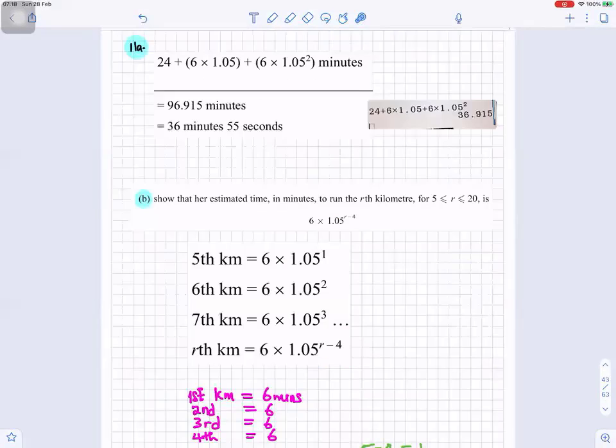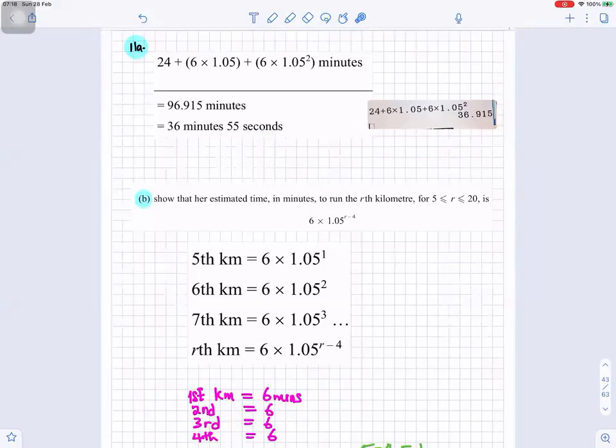So you will get 36 minutes and 55 seconds. And you can write it all like that: 24 plus 6 times 1.05 plus 6 times 1.05 squared. And you put that all in your calculator at once, you'll get 36.915, and you change the 0.915 to seconds, which is 55 seconds.